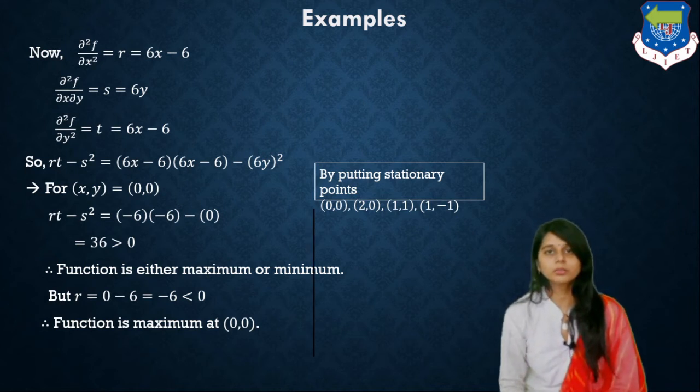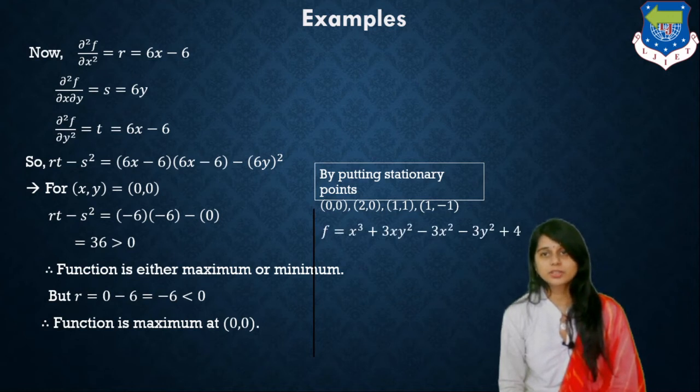Okay, now for the function x cube plus 3x square minus 3y square plus 4, we put the value 0, 0. The maximum value of the function is 4.